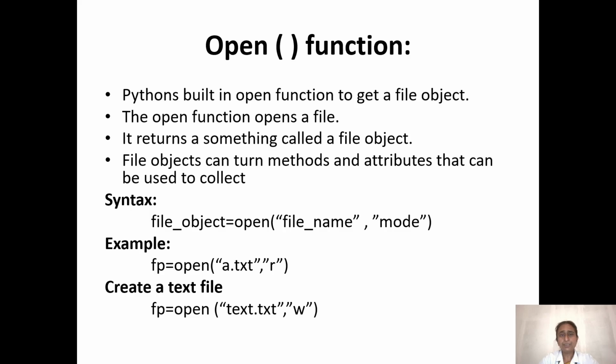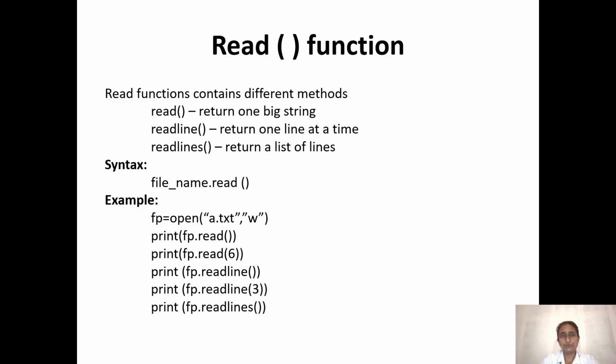Python has a built-in open function to get a file object. The open function opens a file and returns something called a file object. A file object has methods and attributes that are used to work with the file. Syntax: file object equals open(file name, mode). Example: fp equals open a dot txt. Creating a text file: fp equals open text, read function.